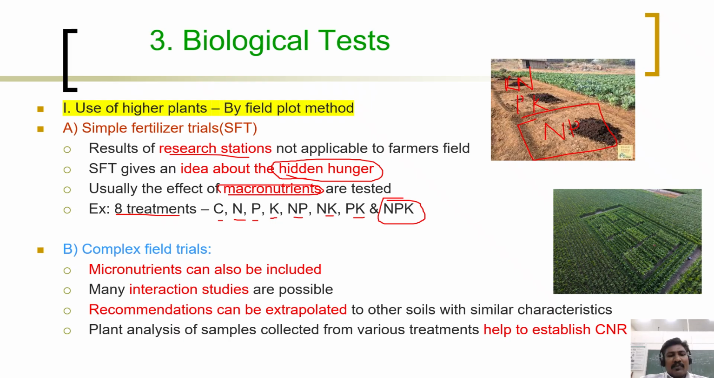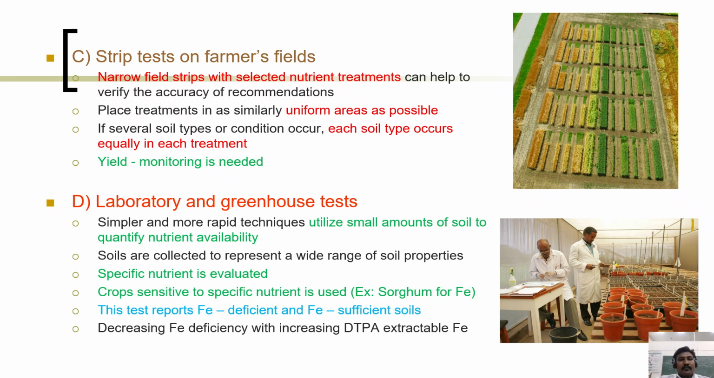Second, complex field trial. Along with the macronutrients, micronutrients are also included. Many interaction studies are possible here. So the recommendation can be extrapolated to other soils with similar characteristics. For example, if you see an insecticide, it will spread all over the country. If you give the same treatment to the insecticide, the same will be given in another place. So this is what happens in the complex field trial.